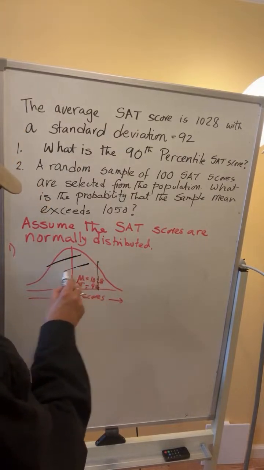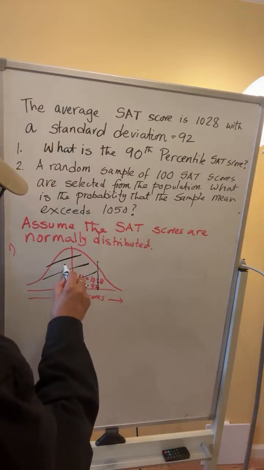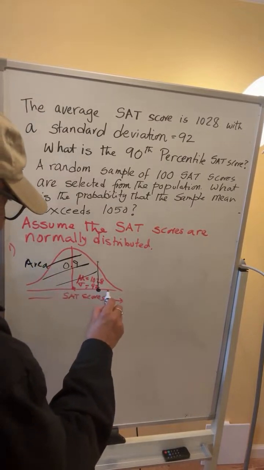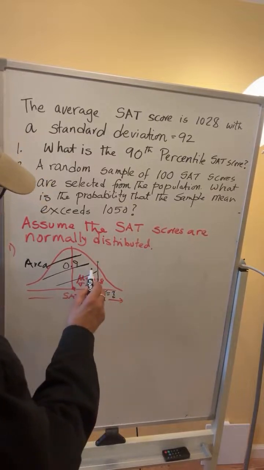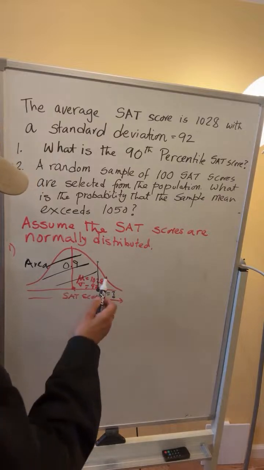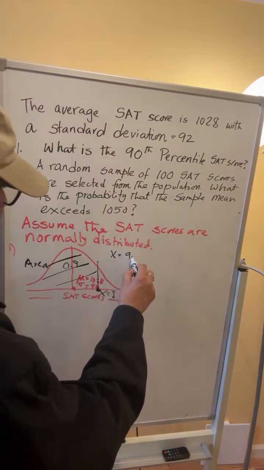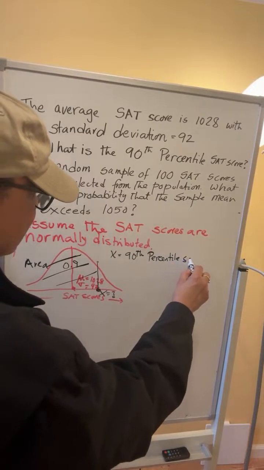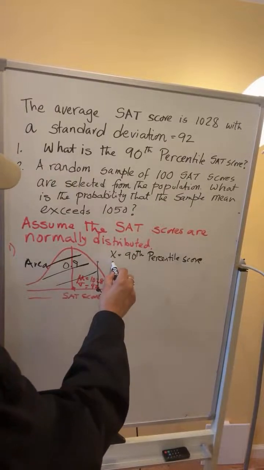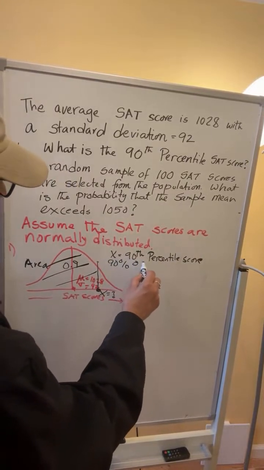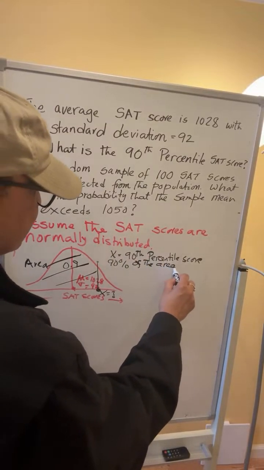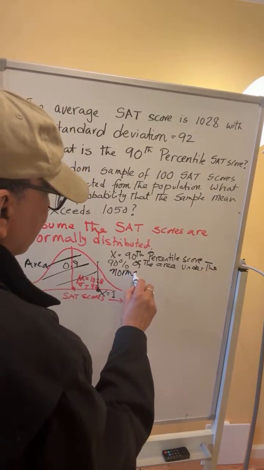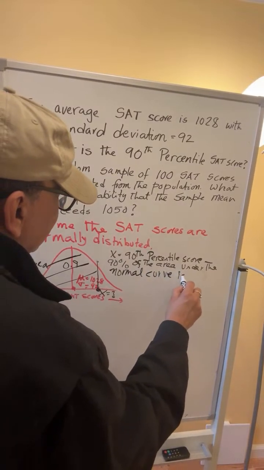such that the area on the left of this vertical line is 0.9. We want to find this particular score such that 90% of the scores are below it. So X is the 90th percentile score, and 90% of the area under the normal curve is below X.